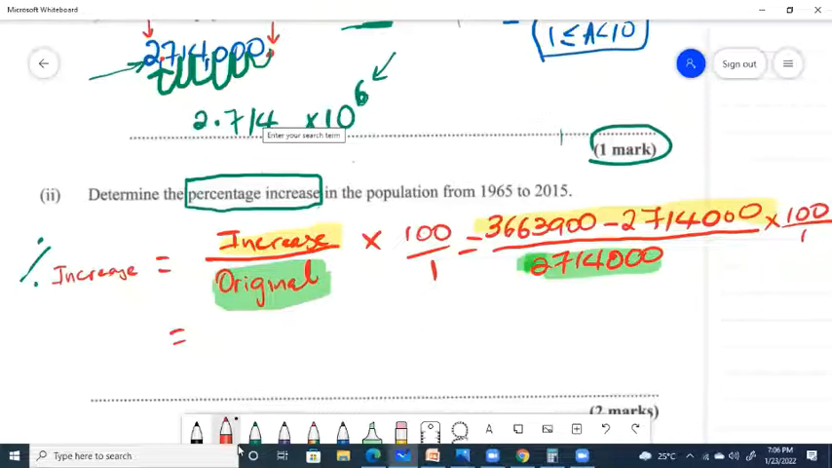I want people to confirm with me what they have. I get at the top 949,900, and I'm going to put this over 2,714,000. All right, and then we multiply that by 100. So now we're just going to go straight through.